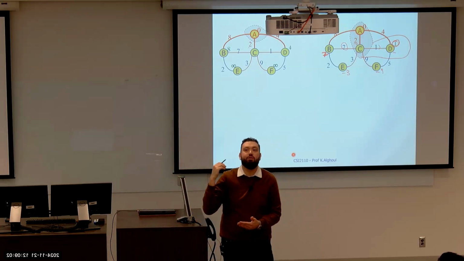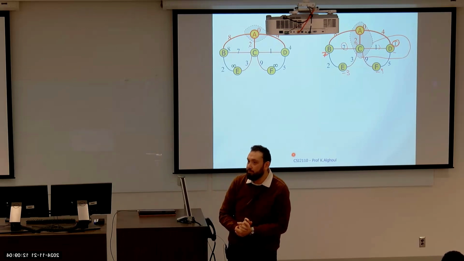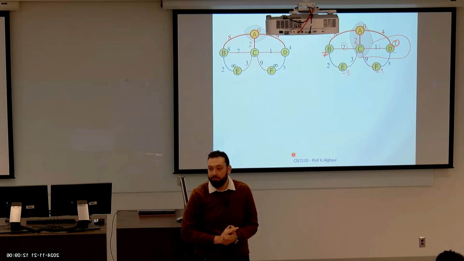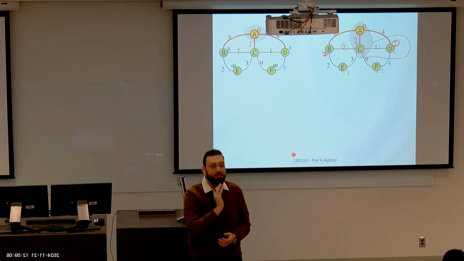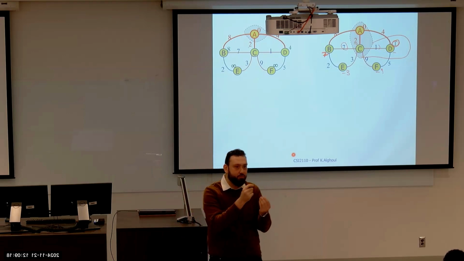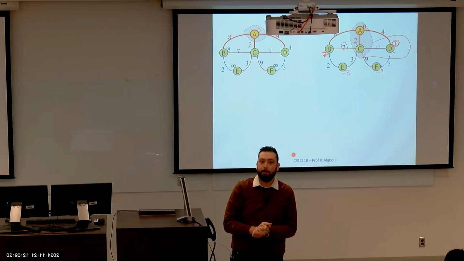So how am I going to update? Which node do I need to update? Veronica. The node adjacent to D. Which one? I have F. F is 9. Should I update it or not? Yes. Okay. How should I update? What should I replace 9 with?